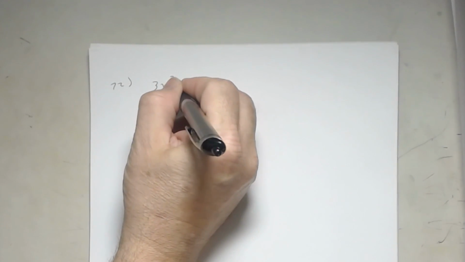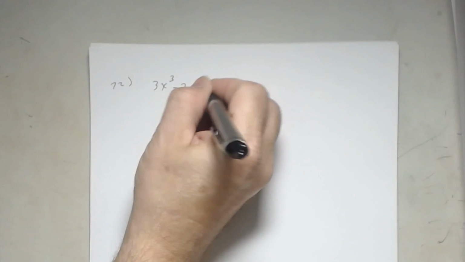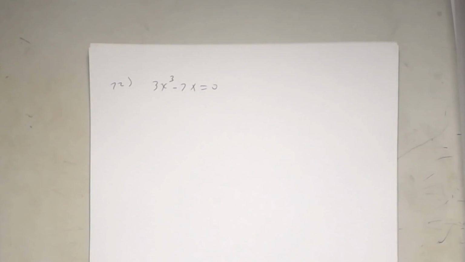3x cubed minus 7x equals 0. Don't make it difficult. This is not quadratic. Because in a quadratic equation, the largest exponent has to be 2. What's the largest exponent here? 3. So this is a cubic equation. But it doesn't matter. I can still do this using what we know.